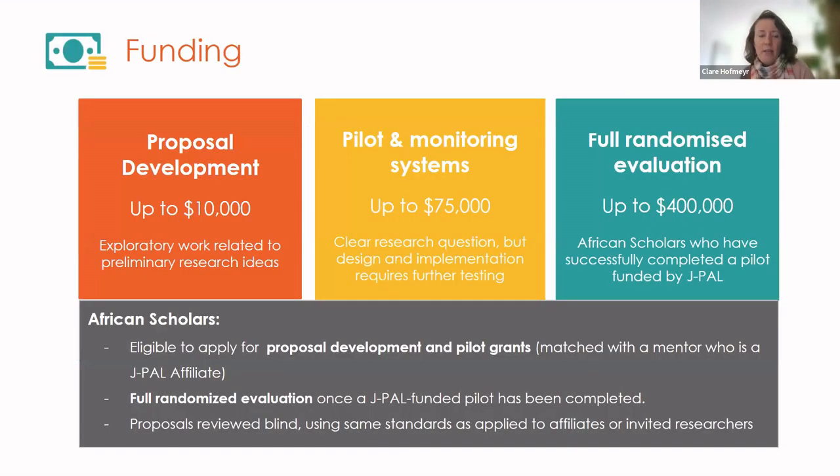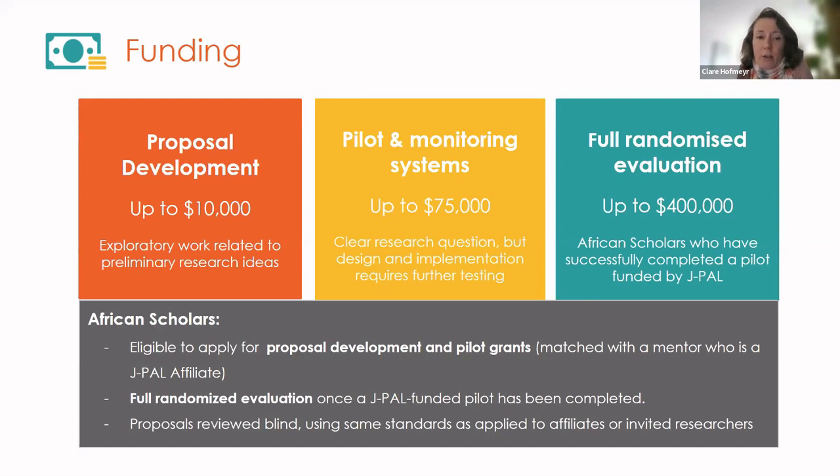So in terms of the funding, African scholars are eligible to apply for our regular funding grants, of which there are 3 kinds. So the proposal development grants go up to the value of $10,000, and they cover exploratory work related to preliminary research ideas. So that could be conducting background research, developing partnerships with implementing partners or governments, and collecting preliminary data.